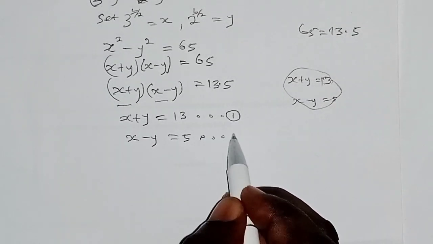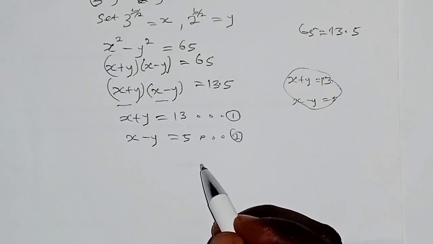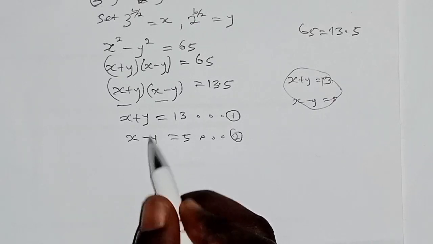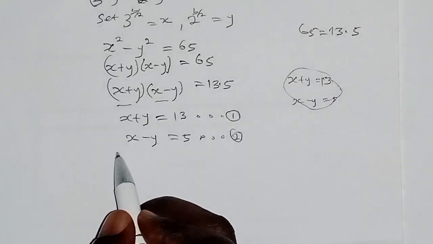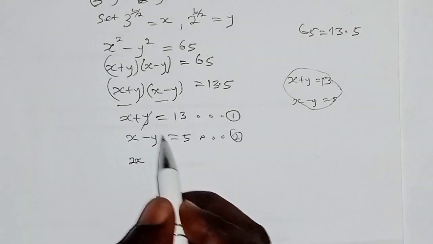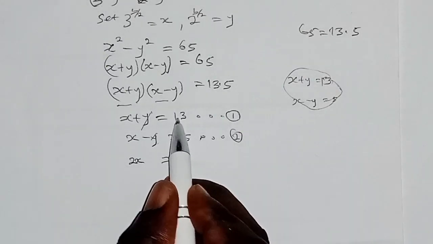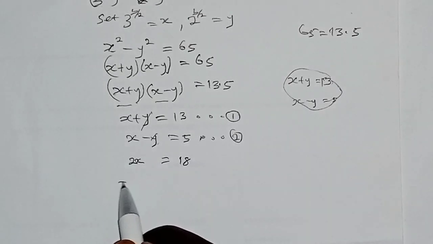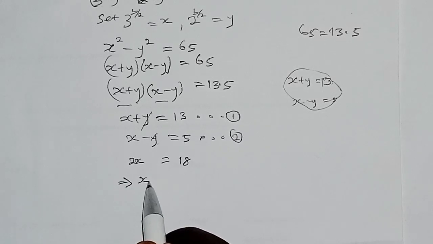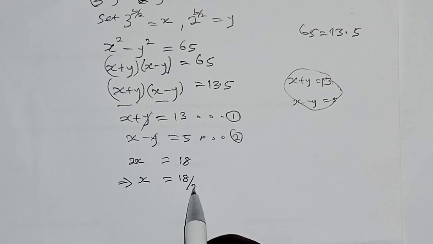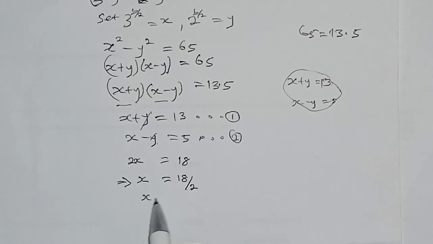Let me name this equation 2. I can go ahead and solve them simultaneously. What I'm going to do now is add equation 1 to equation 2. Doing that, I will have 2x, since the y terms cancel, is equal to 13 plus 5, which is 18. So I will divide through by 2 so that x is equal to 18 divided by 2, which implies that x is equal to 9.